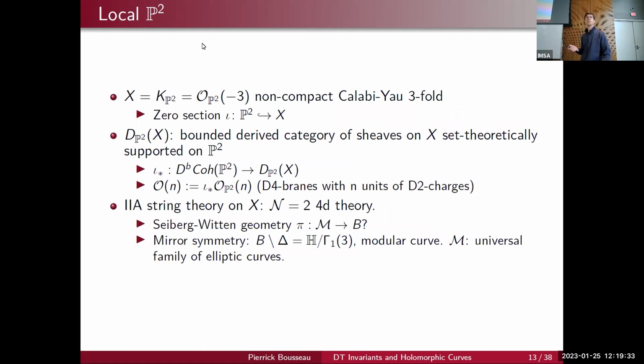Okay. Are there any questions on this first part, which is quite general, and then I will start being more specific about considering a specific geometry. Yes. Question about these pictures.